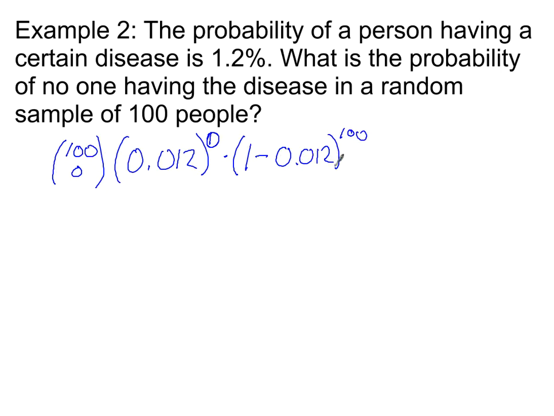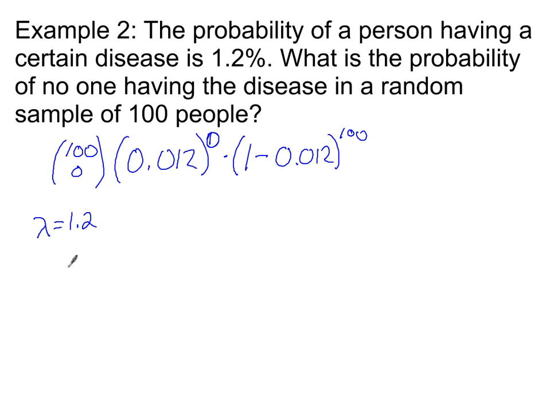That would be sort of the right binomial approach. If we want to approximate this with a Poisson, we realize that 1.2% is like 1.2 people out of every 100, right? So the rate is 1.2 out of 100. That's our mean, that's our average, that's our lambda, right? Our expected value is 1.2 out of 100.